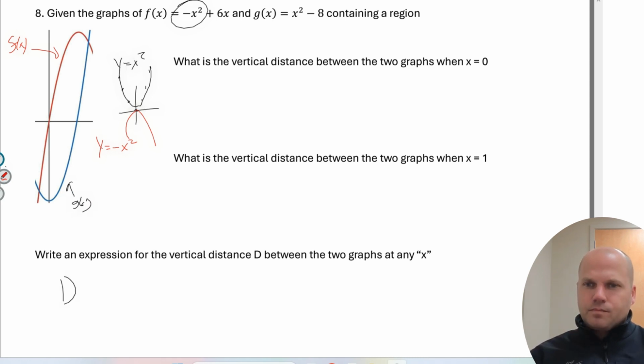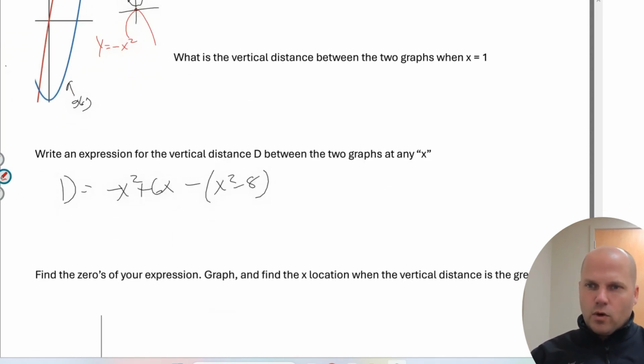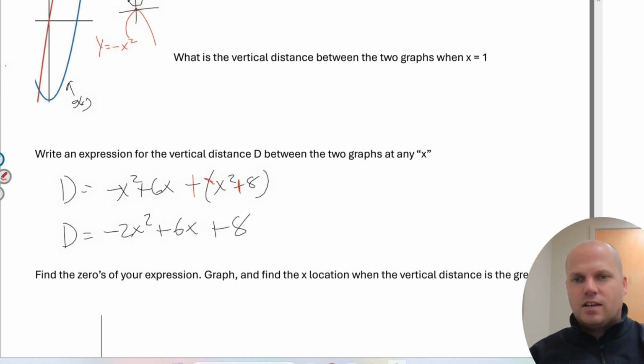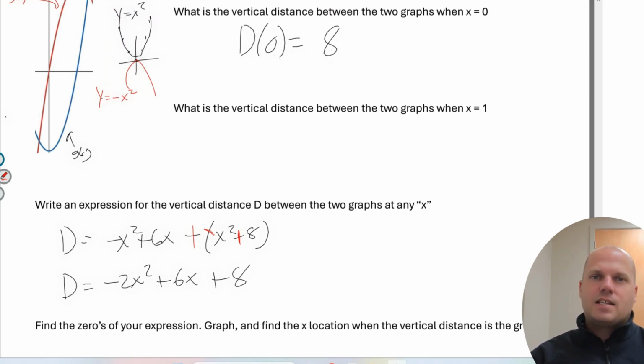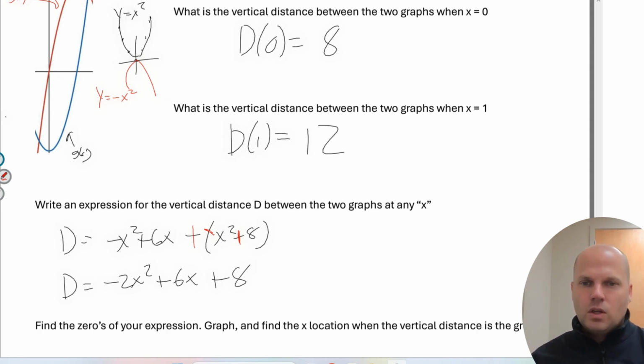I'm going to just go straight here and say my top y minus my bottom y gives you what you're looking for, your vertical distance. Add a negative, add a positive. Interesting. That means I have negative 2 x squared, that means I have a positive 6x and I have a positive 8. All right, cool. But that's going to be the distance at any value, which means the distance at 0 is 8, which means the distance at 1 is 8 plus 6 is 14 minus 2 is 12.